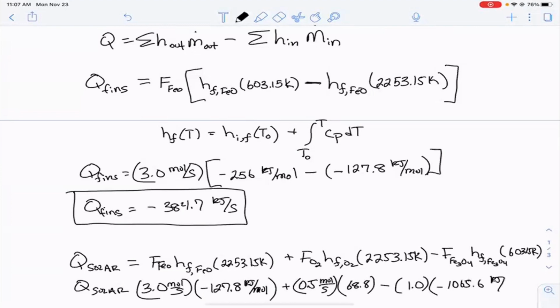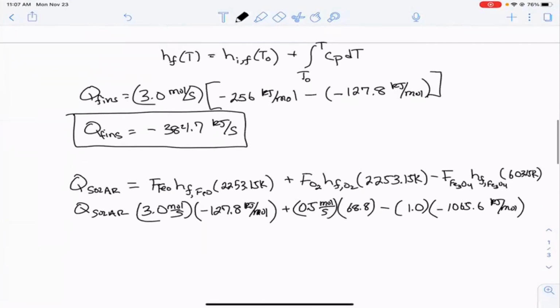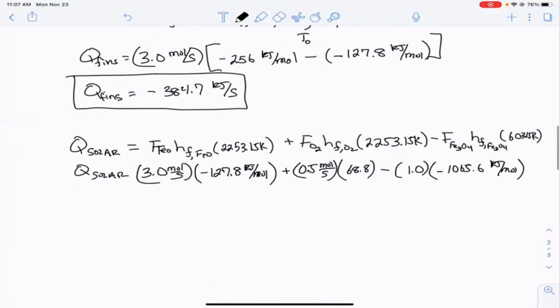1065.6 kilojoules per mole. Sorry, can you guys not see that? It was covered up by the bar at the bottom of my screen.